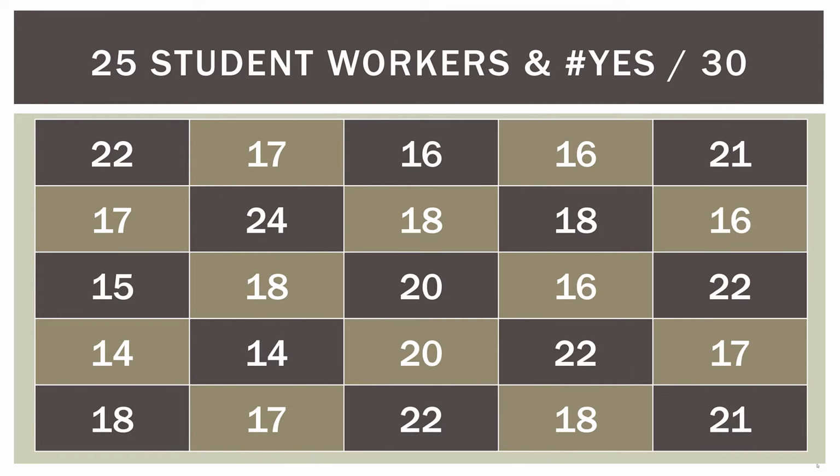So here is the data from our surveys. We have 25 student workers that all go out and ask 30 students if they'll use or study at the Moonlight Cafe. So the first sample here in the top left, 22 students out of 30 said yes. If we go down, 17 out of 30 said yes, 15, 14, 18, and so on. So here is our data. 25 samples, each containing 30 students, and the number here is how many students said yes.